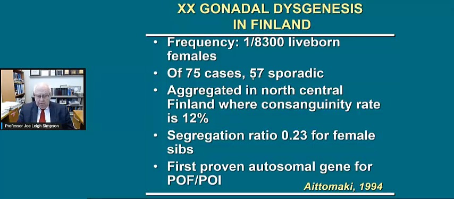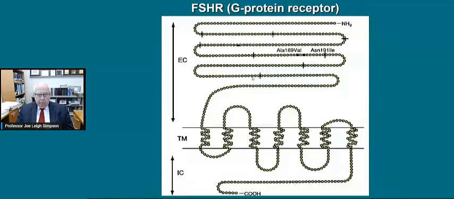Edamaka in Helsinki was the first to show and discover a proven autosomal gene that was responsible for premature ovarian failure. And this gene turned out to be in the receptor that responded to the pituitary secretion of FSH. So all gonadotropins and all hormones in general have to have a receptor so that as they circulate in the body, they reach the end organ in question.